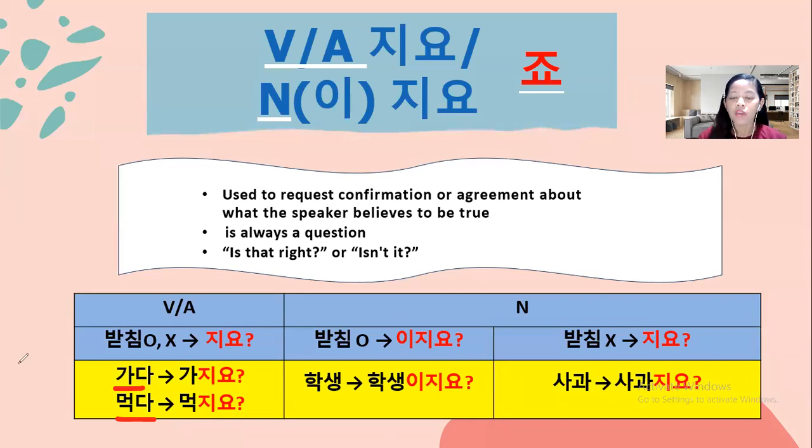Okay? And for the noun, if there is a 받침, then we attach 이지요. So for example, 학생, 학생이지요? You are a student, right? Or 받침이 없어요, 지요 사용해요. So for example, 사과, 사과지요? This is an apple, isn't it? Okay. Now let's proceed to the conjugation.